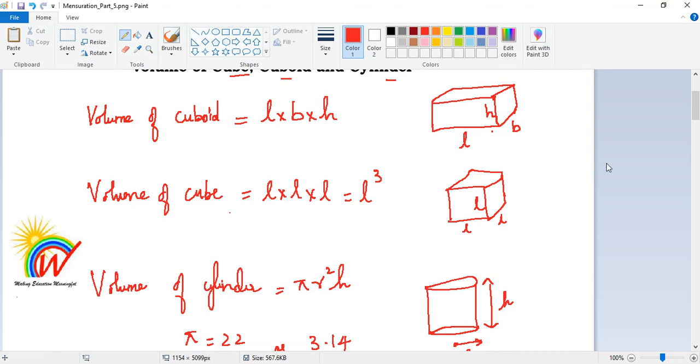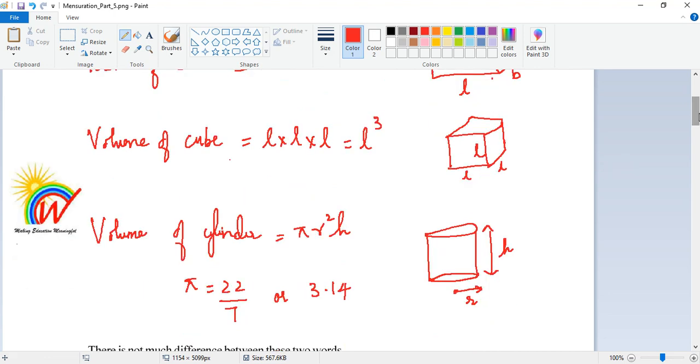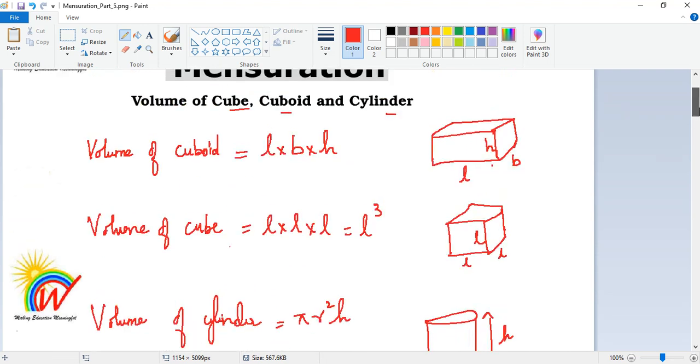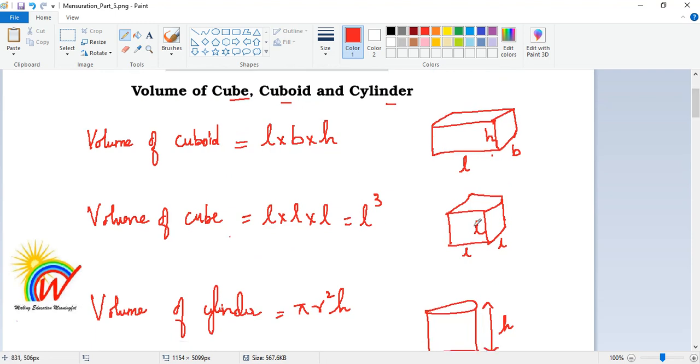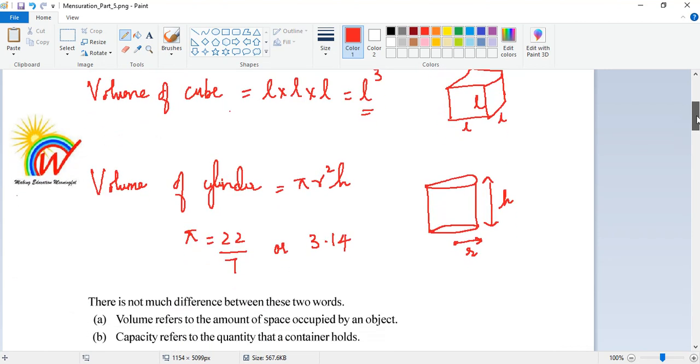Okay, similarly a cube is a figure which has length, breadth and height. All 3 are the same for a cube. L, B and H are all equal to L itself, the same size. So the formula is the same, L into B into H, but here you are going to write L into L into L. So that's going to be L cube. This is because all the 3 dimensions are the same.